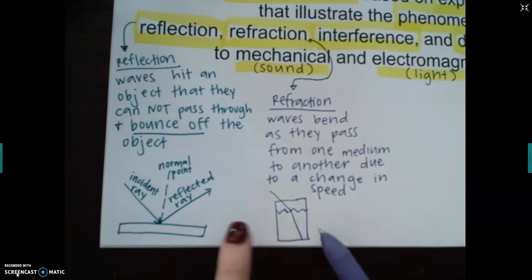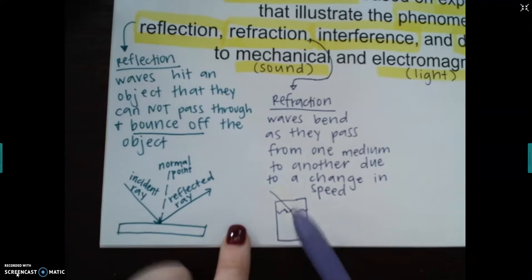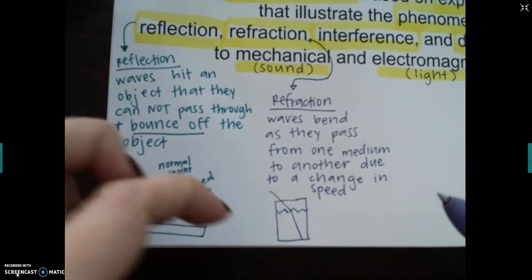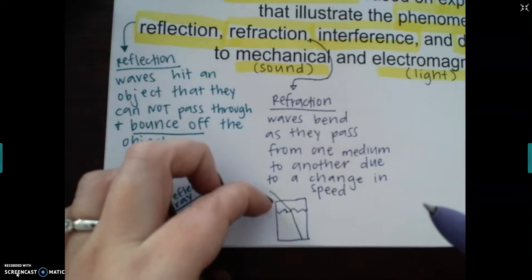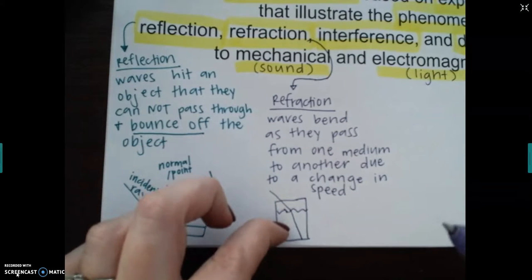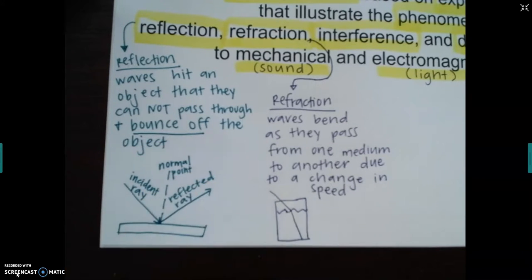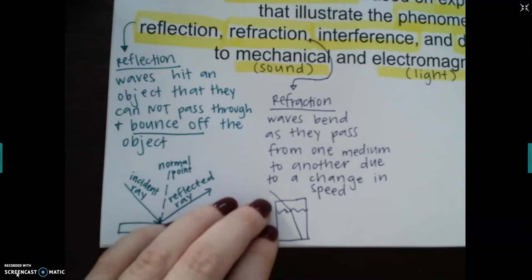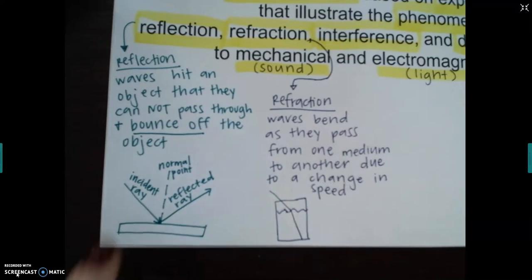And that's because the liquid is not moving as fast as the gas is. So as that ray of light travels from one medium, the gas, to another, the liquid, the way that we see it is going to appear that the wave is bending because of the change in the speed.